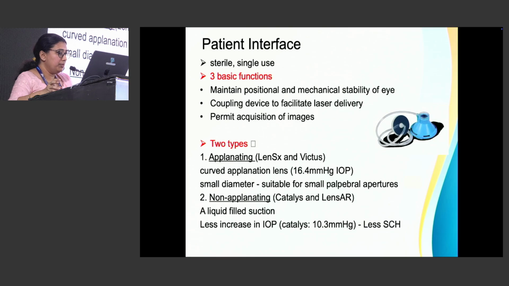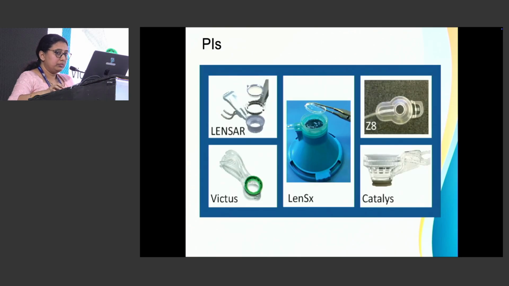Mainly there are 2 types, the applanating type and the non-applanating type. The non-applanating type has a liquid-filled suction and it causes less increase in the intraocular pressure. These are the commonly used PIs.